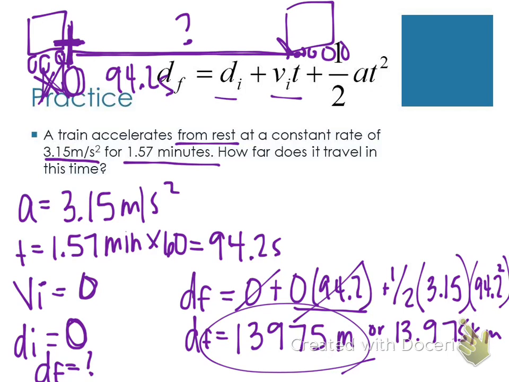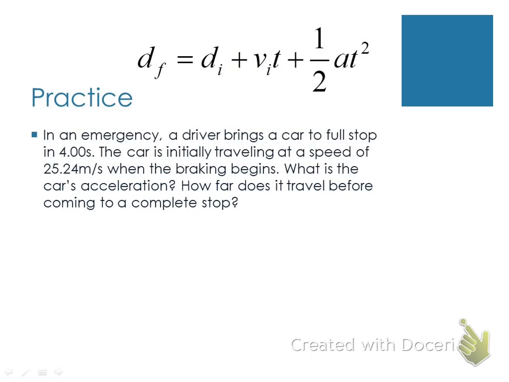What questions do we have here? Do we understand why initial displacement is 0 and why initial velocity is 0? When those two are the case, it makes this equation much easier. We drop 2 whole terms out of our equation, so it simplifies it quite a bit. Are we ready to try another one? You want to try this on your own or one more together? Okay, try it on your own.